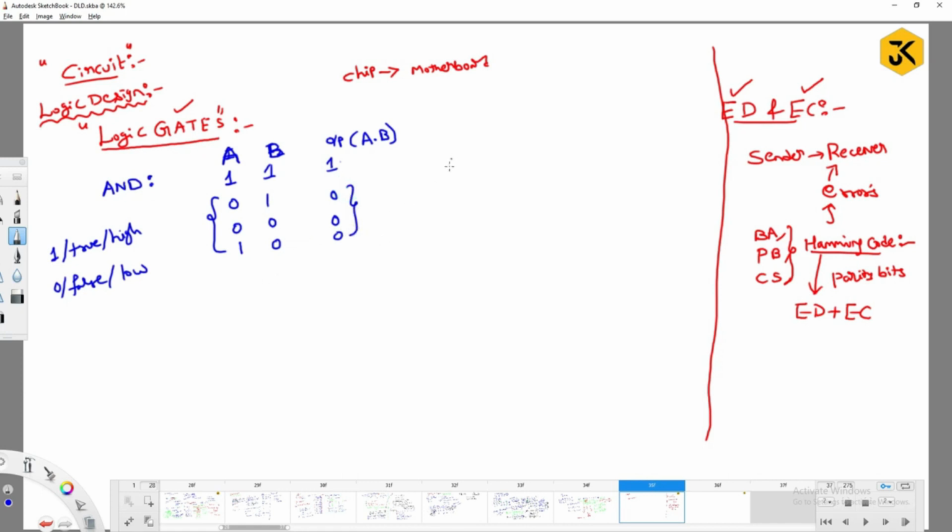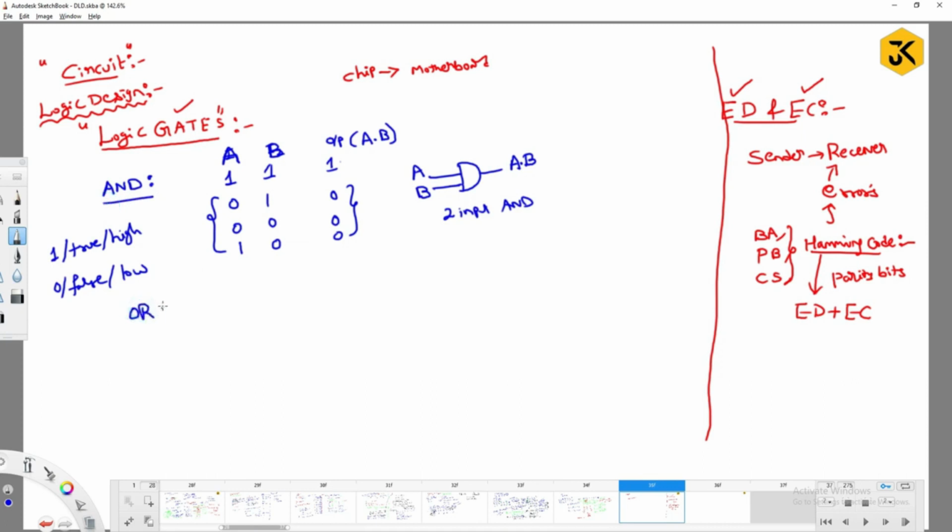The symbol for this AND gate is, you have to use this symbol. Basically, this is what we call a two input AND gate, right? If you give A and B as input, you are going to get the result as A dot B. Okay, fine. This is one kind of a gate.